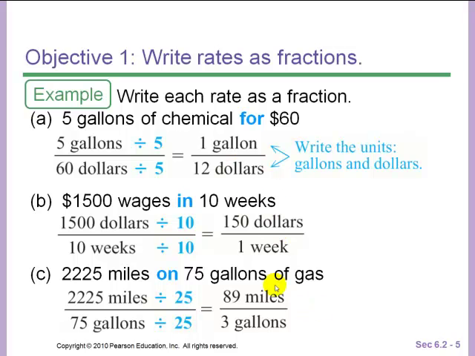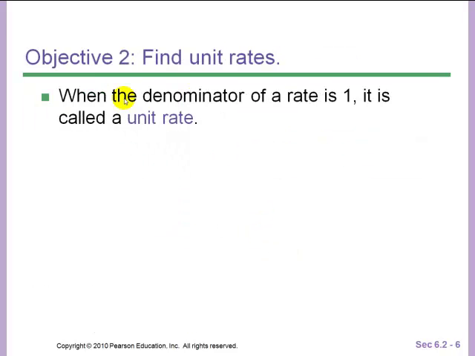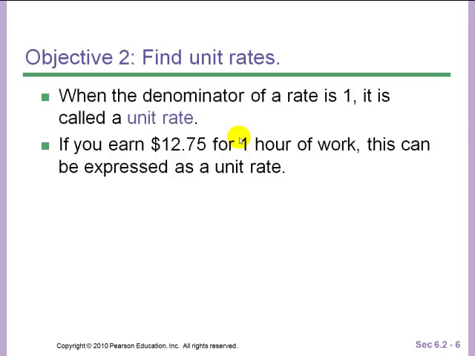Notice of these three rates, this middle one is special because the denominator wound up being 1. So we would say this is $150 per week. This is an example of a unit rate. A unit rate is a rate where the denominator equals 1. It is often helpful to get all your rates to be unit rates to talk about them as far as comparing them, and in general most rates we talk about are written as unit rates with a denominator of 1.